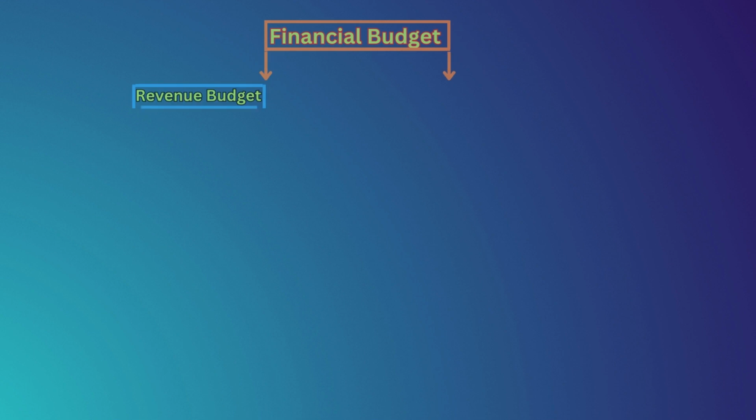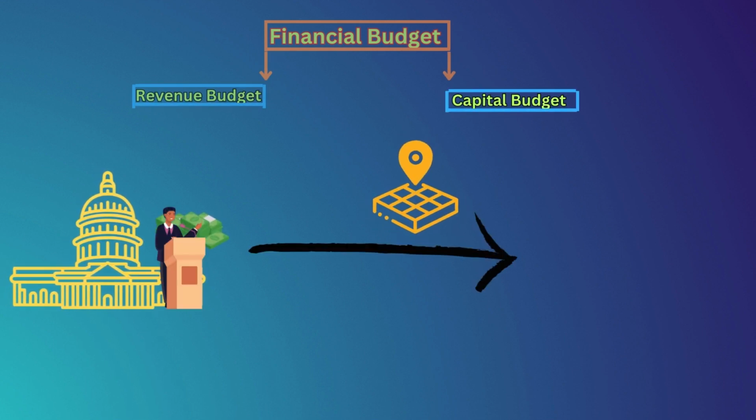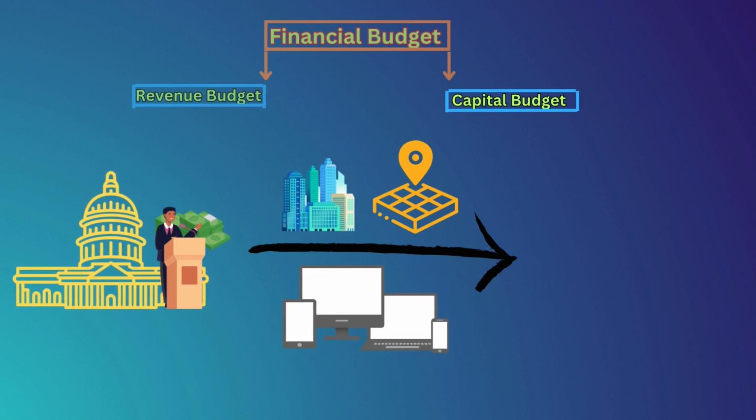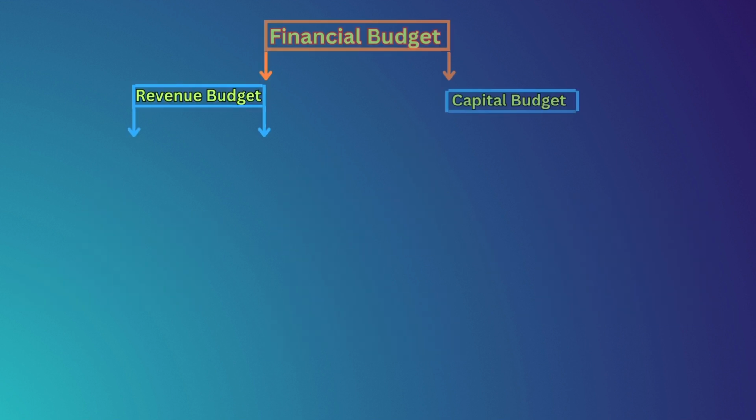Capital budget means a budget allocating money for the acquisition or maintenance of fixed assets such as land, buildings, and equipment. Here the main focus is to grow GDP. Revenue budget is further divided into revenue receipts and revenue expenditure.